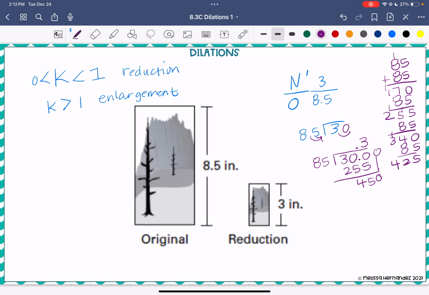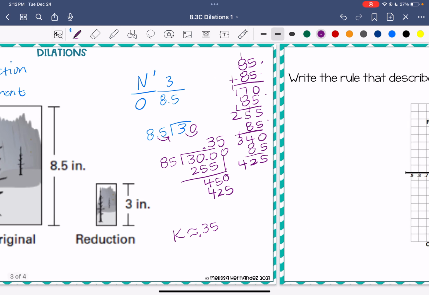I'm probably not going to get any closer than 425. So that's 1, 2, 3, 4, 5. We're just going to stop there and say our scale factor is approximately 0.35, or 35 hundredths. If you want to use proper place value, we should say 35 hundredths. All right, let's go on to some practice problems.